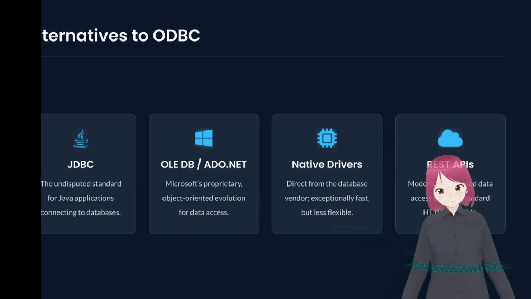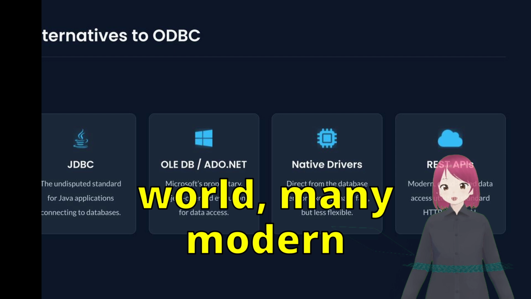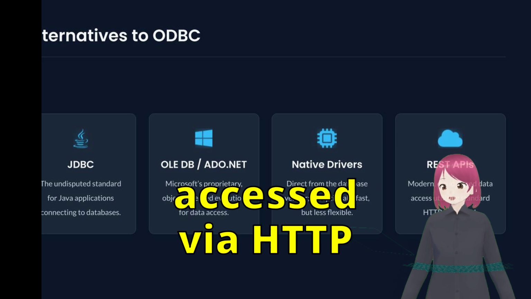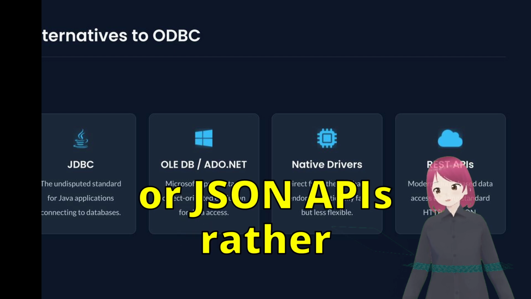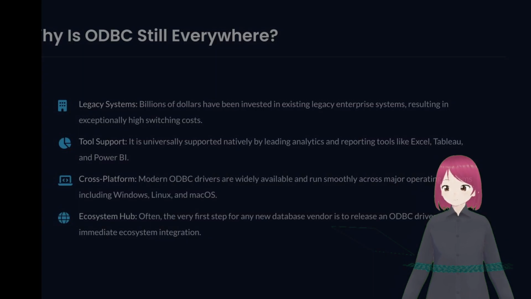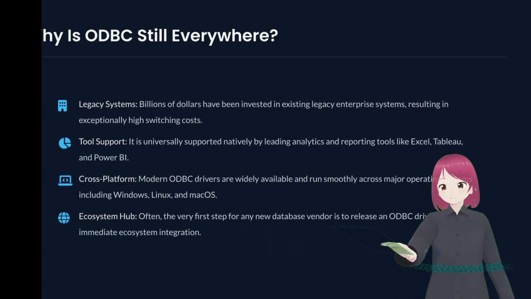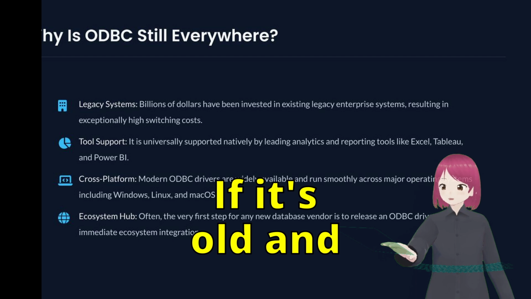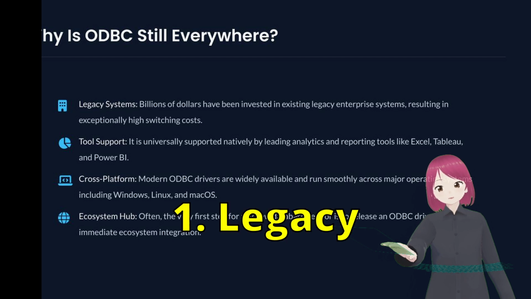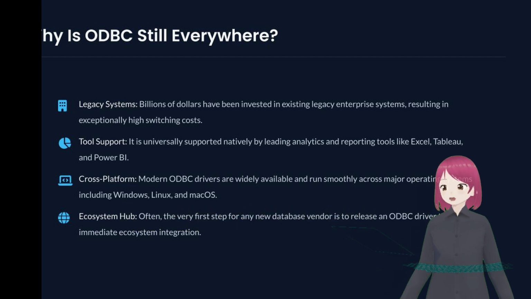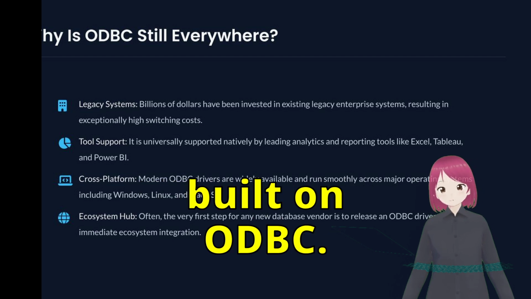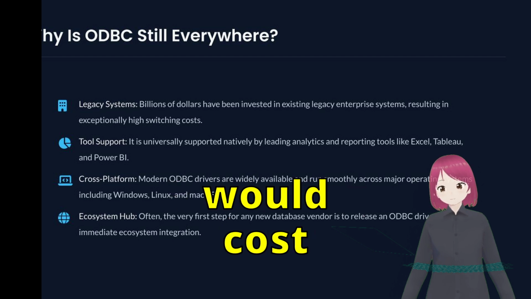REST APIs. In the cloud-native world, many modern databases like Snowflake or DynamoDB are accessed via HTTP or JSON APIs rather than traditional persistent socket connections. Why is it still so commonly used? If it's old and complex, why does it still run the world? 1. Legacy infrastructure. Thousands of enterprise ERP and CRM systems were built on ODBC. Replacing them would cost billions.